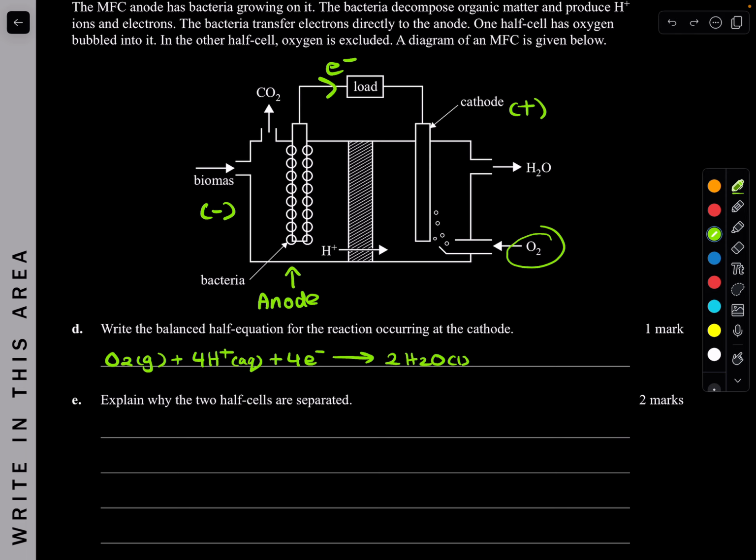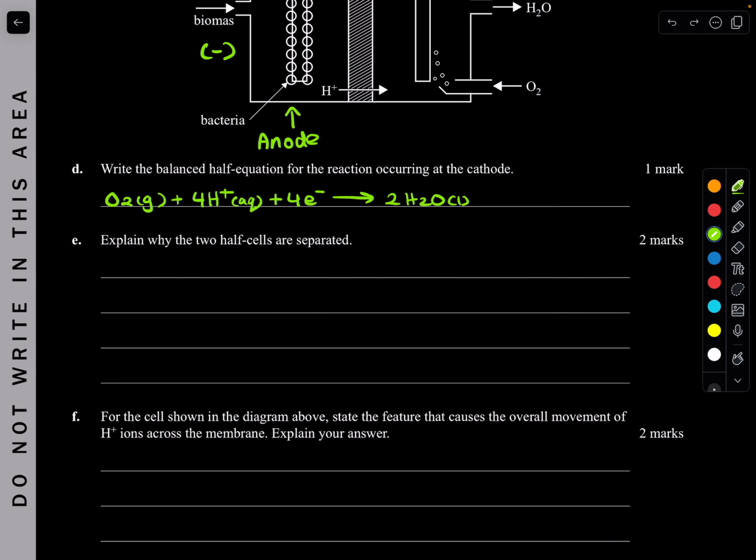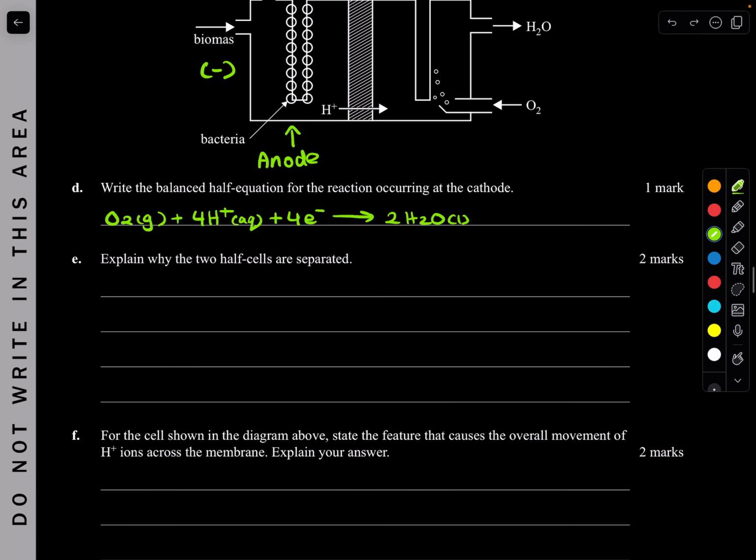And so if there's oxygen on the anode side, your actual bacteria now has oxygen. And remember, if it has oxygen, it doesn't work properly. It's not going to go for anaerobic respiration and break down that biomass. So absolutely, that is why. So it's 2 marks. I'm going to write those two things that we just said. So very nice actual question.